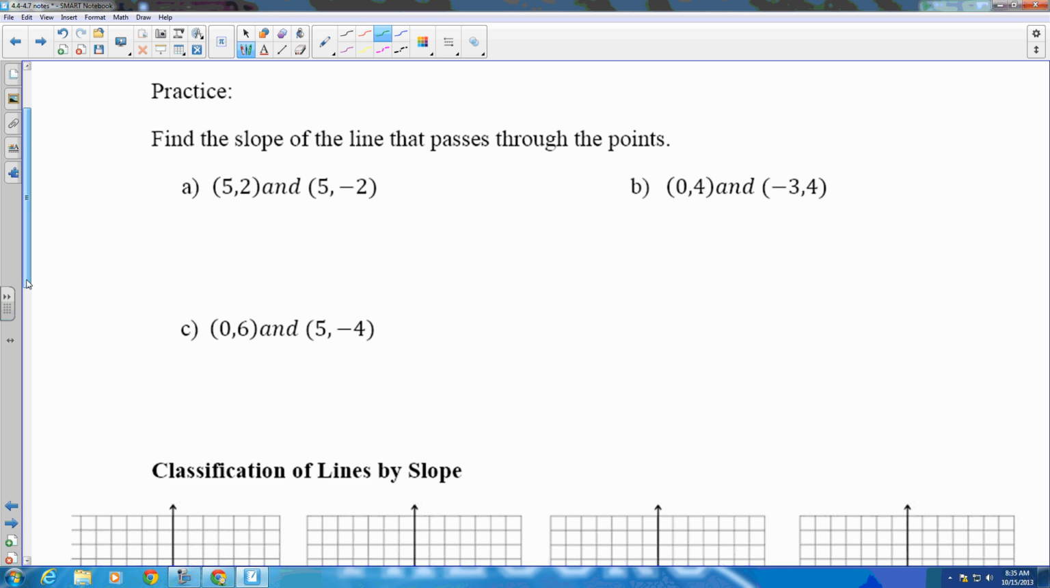Okay, let's find the slope of these lines. Negative 2 minus 2 over 5 minus 5. That's undefined.